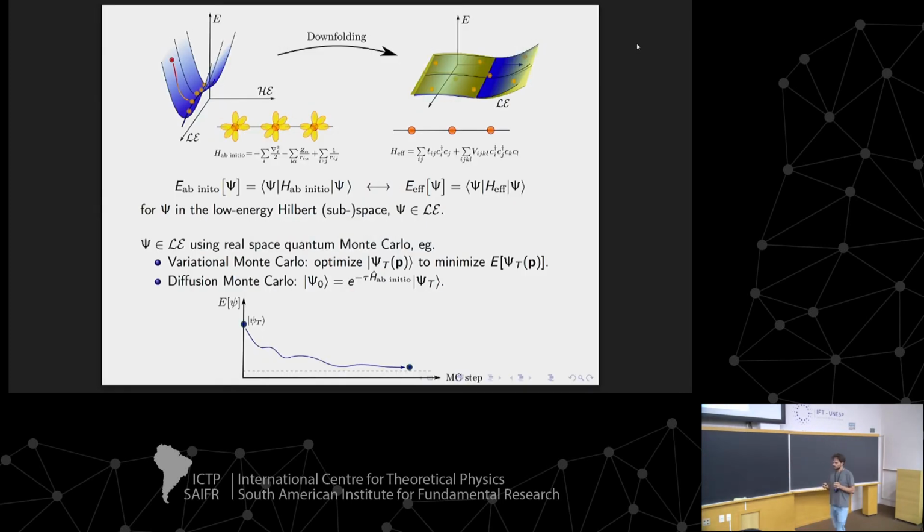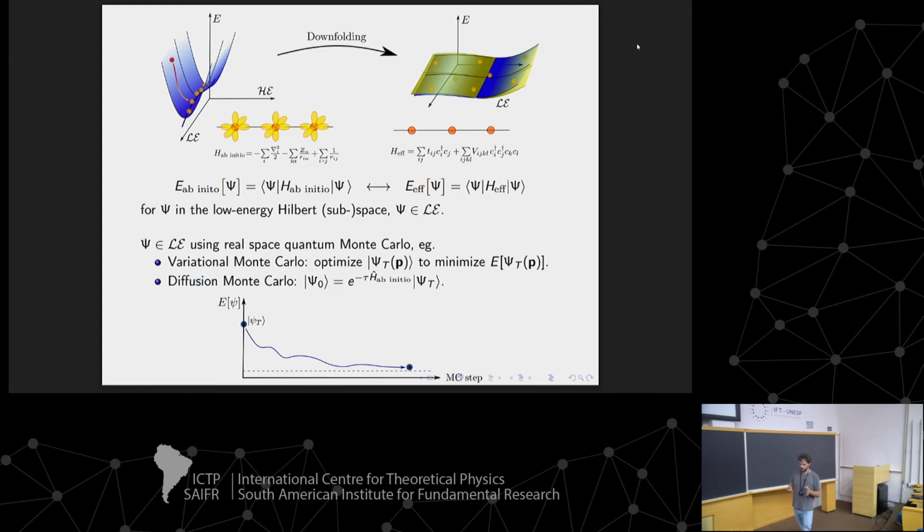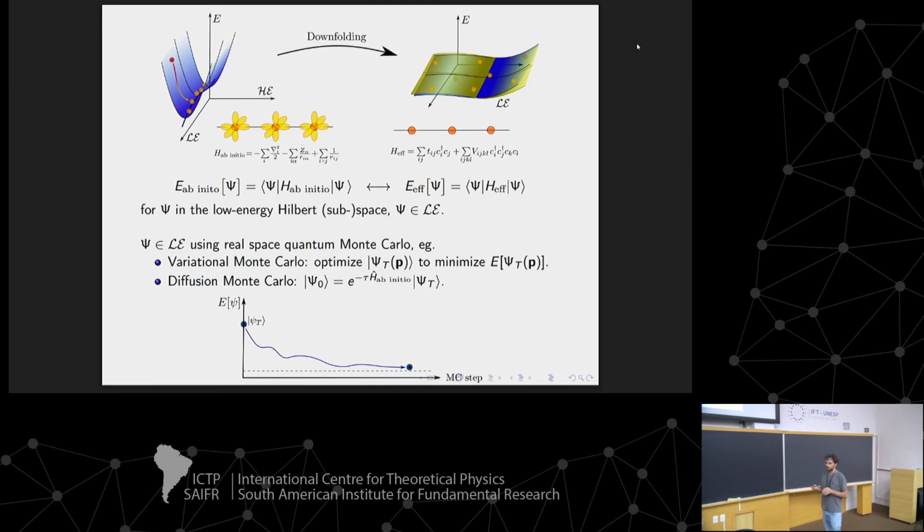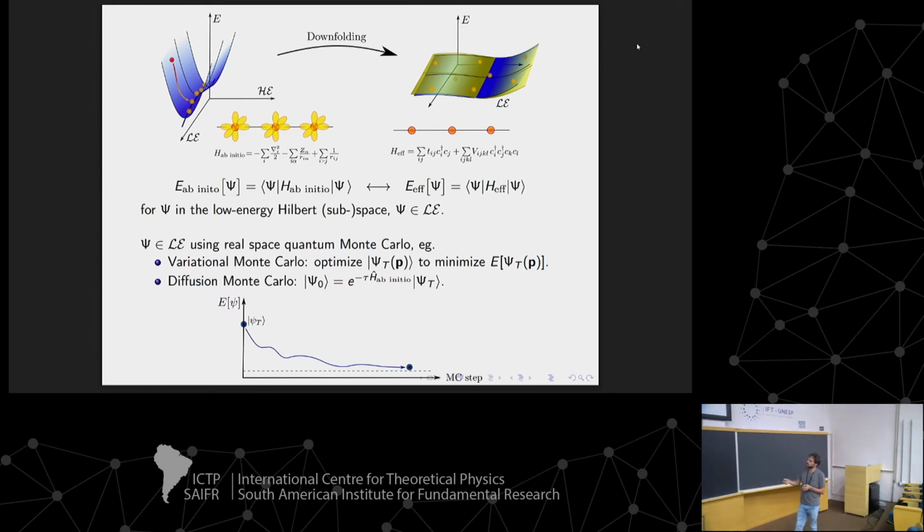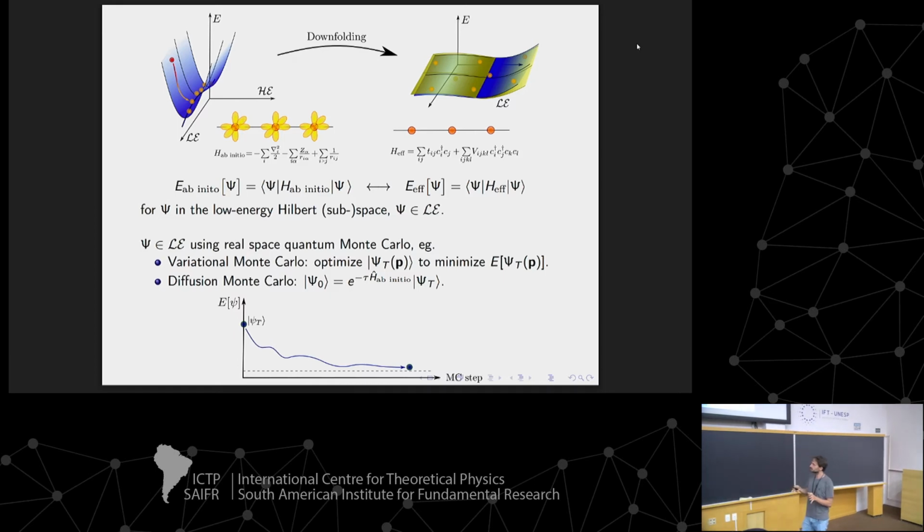So how do we do this technically? We use ab initio methods like quantum Monte Carlo in real space. I'm not going to tell you anything technical about these sorts of methods. I just want you to think about these methods as a way of projecting a trial wave function, like this one here that is high in energy, into the low energy space, right? We start with a trial wave function here, we iterate the Monte Carlo, and we go down in energy close to this low energy Hilbert space, right? We have different sorts of Monte Carlo techniques that allow us to do this. Each one of them has different advantages.